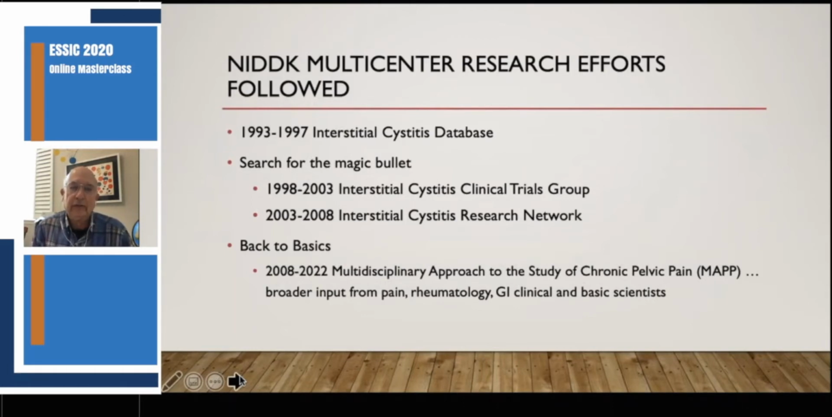The next 10 years, from 1988 to 2008, they funded a search for a magic bullet, a treatment that would improve or cure this disease. When that was unsuccessful, they went back to basics, and from 2008 to 2022, they are funding what's called the multidisciplinary approach to the study of chronic pelvic pain. And in this group of studies, they've sought broader input from pain physicians, rheumatologists, gastroenterologists, and clinical and basic scientists.